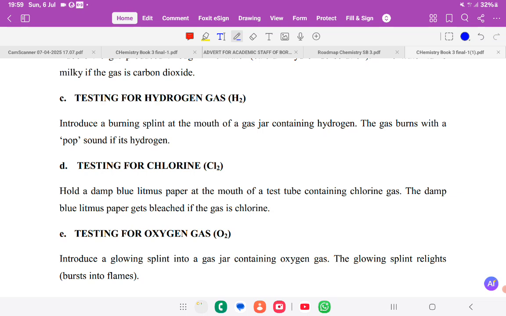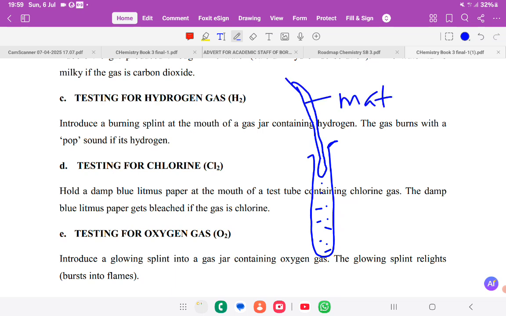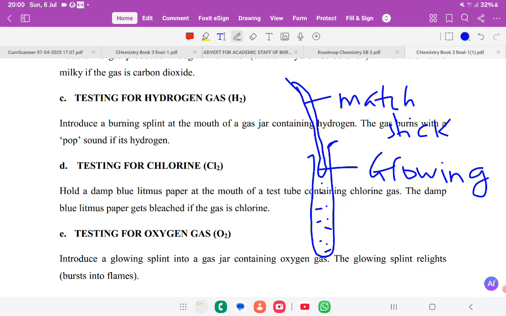Let's say you have a test tube which contains a gas. And you want to check if it is oxygen. So all you have to do is light a matchstick and blow it off. While it is still glowing, bring it closer to the mouth of the test tube. This is a matchstick. Remember, it should not be burning. It should just be glowing. Glowing means to produce light without burning.